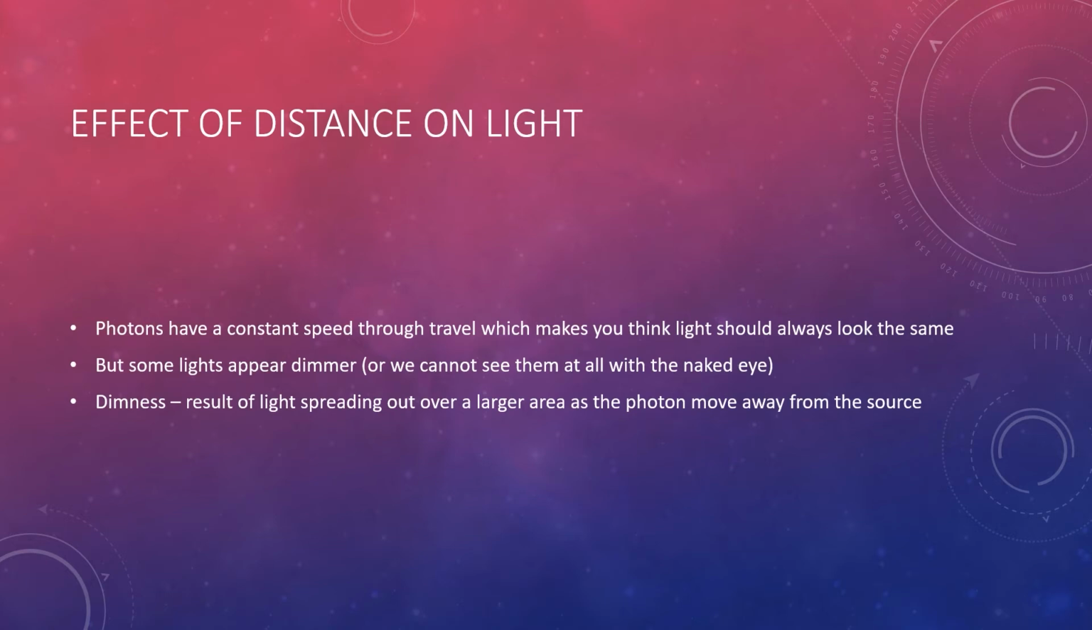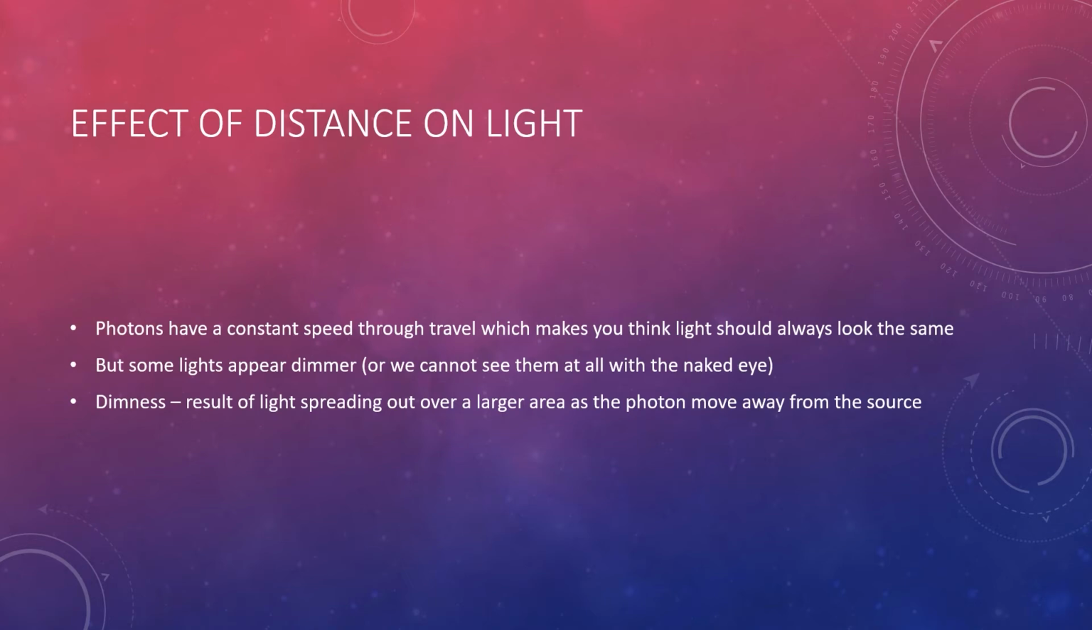We have all seen, I'm hoping we've all been on a plane or we've been a distance from something bright, where as you get closer to it, it seems brighter. This is the effect of distance on light. Photons have a constant speed through travel, which makes you think light should always look the same. But because of distance, they can appear dimmer, or we may not even be able to see them at all with our naked eye. This dimness is a result of light spreading out over larger and larger areas as a photon moves away from its source.